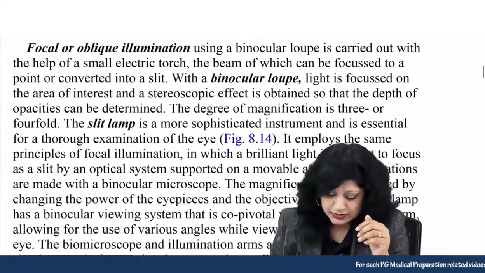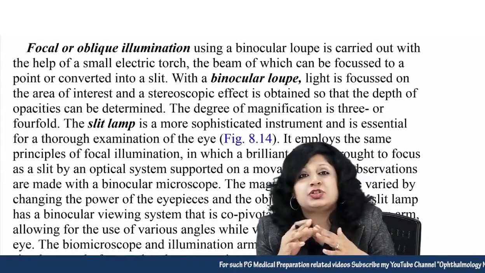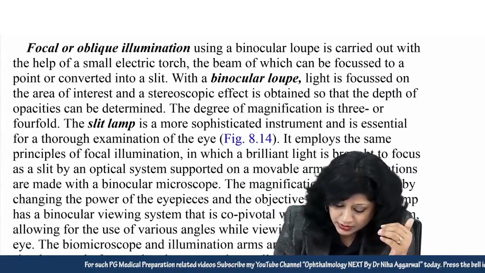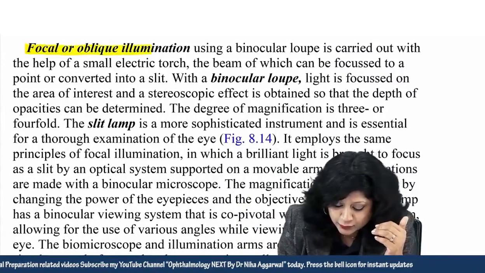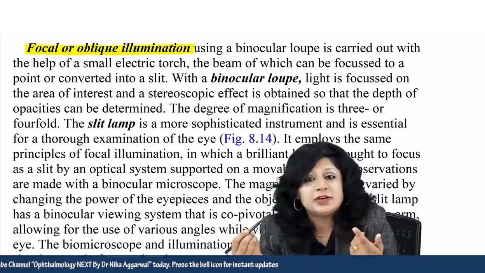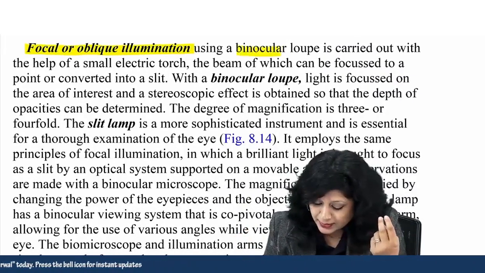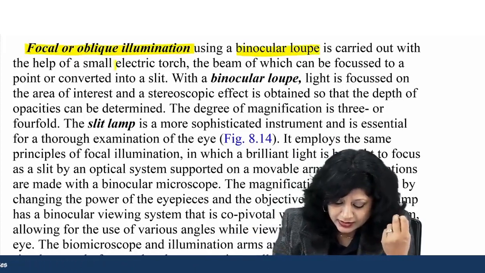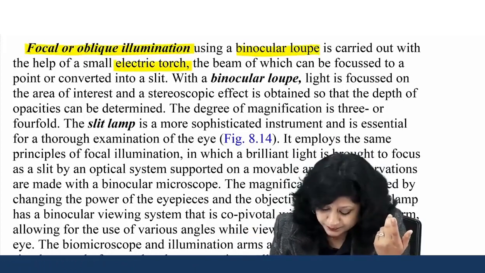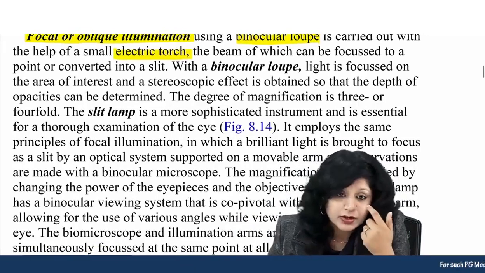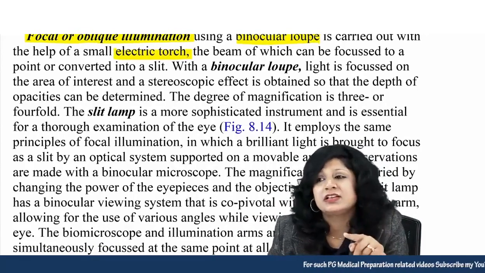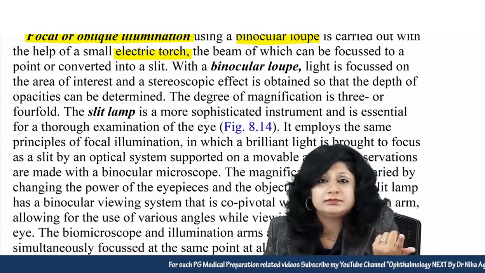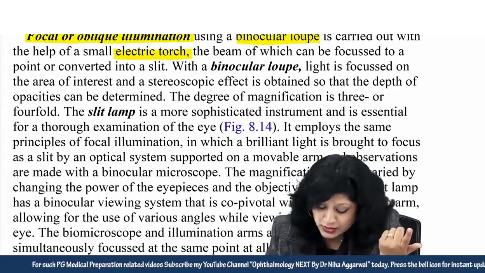Now the focal illumination or the oblique illumination. When you are moving towards your focal illumination or the oblique illumination, that could be done by a binocular loupe, or an electric torch. You can use the beam, which can be focused on a point and could be converted into a slit, and we can use our Haag-Streit slit lamps also.